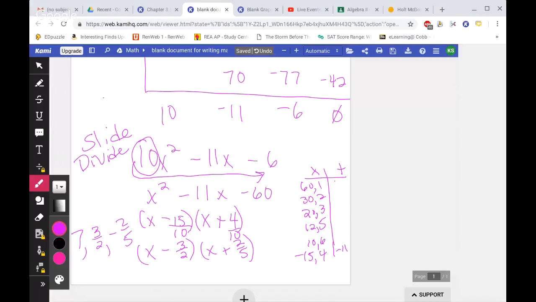Is that correct? I believe so. These can also be written like this.